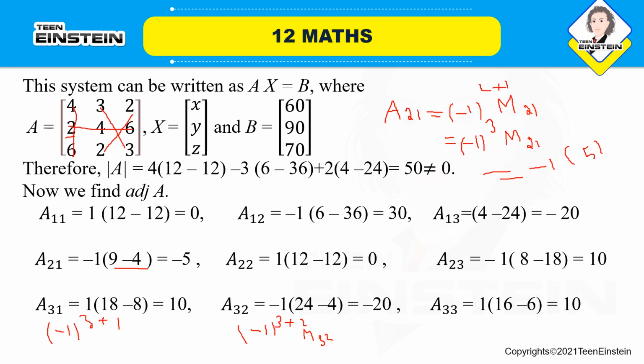Similarly, the cofactor of small a33 is capital A33. For this position, we have a positive sign. So plus 1 into 16 minus 6. On simplification, we get the value 10.